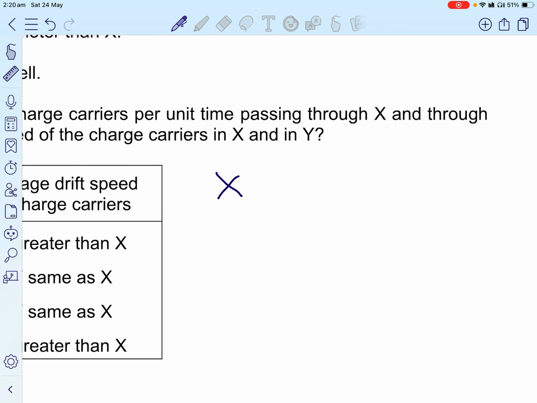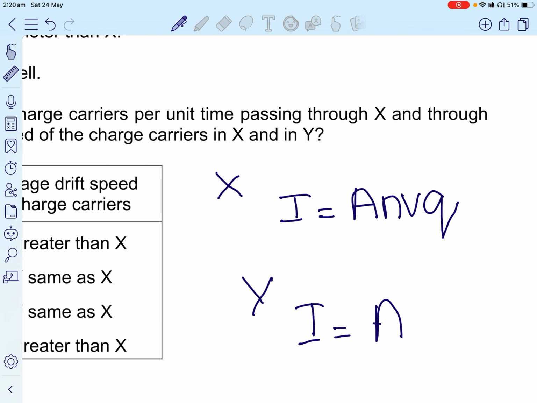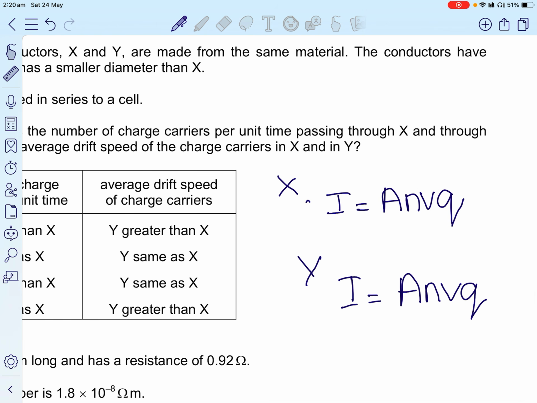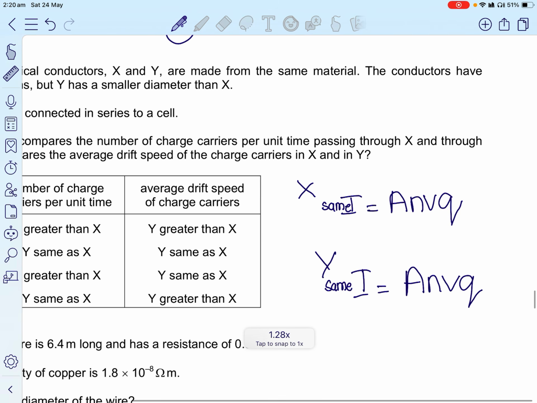For X and for Y, I'm taking two formulas here. I is equivalent to A N V Q, which is the formula given on the first page. I refers to the current, A refers to the cross-section area, N refers to the number of electrons per unit volume, V refers to the drift velocity, and Q refers to the charge on a single electron. I know that for both of them, the I value is the same, because they're connected in a series circuit, and all components in a series circuit get the same amount of current.